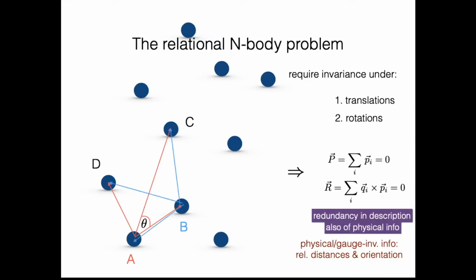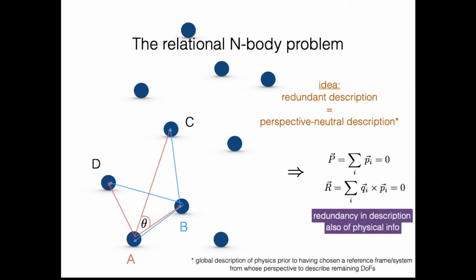You can do all kinds of counting arguments. So you not only have redundancy in the description of your kinematical degrees of freedom, but also in your gauge invariant degrees of freedom. And so what's the idea here now? The idea is that we interpret this redundant description. The theory doesn't tell you, of course, which of the degrees of freedom you're supposed to pick as the redundant ones. That's your choice. And the idea is that we interpret this redundant description as a so-called perspective-neutral description. So what does that actually mean? It's like a global description of the physics prior to having actually chosen a reference system relative to which you describe the remaining physics. Okay?